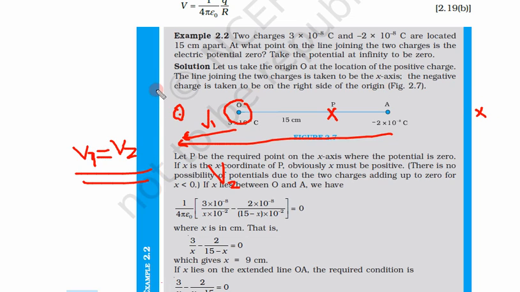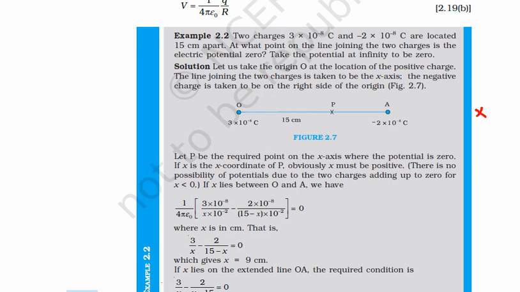Okay, so we cannot get this point on the left side. So now there are only two possibilities. The point lies between the two charges, and the point is on the right side of this axis. So this is the axis. So there are 2 points, P1 and P2.